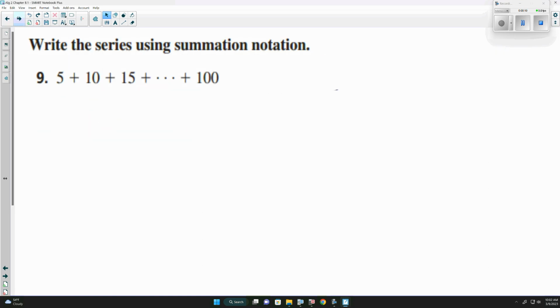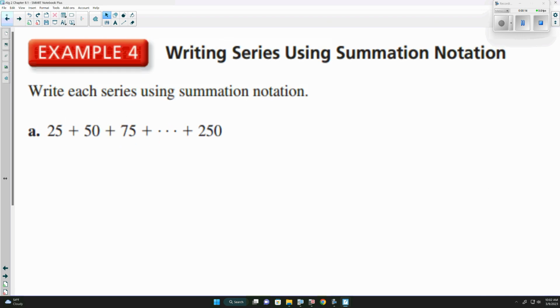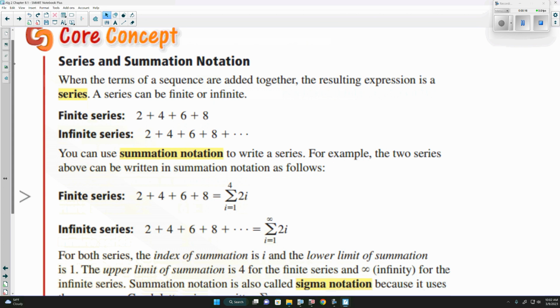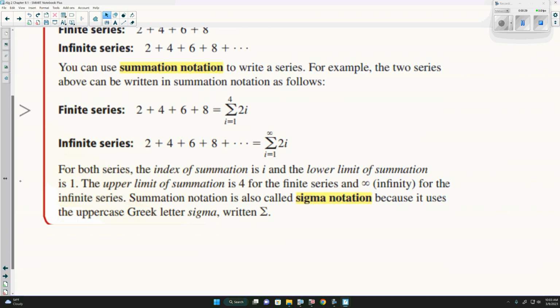We're going to look at some of these here, writing summation notation. So writing a series or sequence in summation notation is just this here. Summation is this E-looking thing, and what we're saying is the sum of all the numbers in the sequence or series.